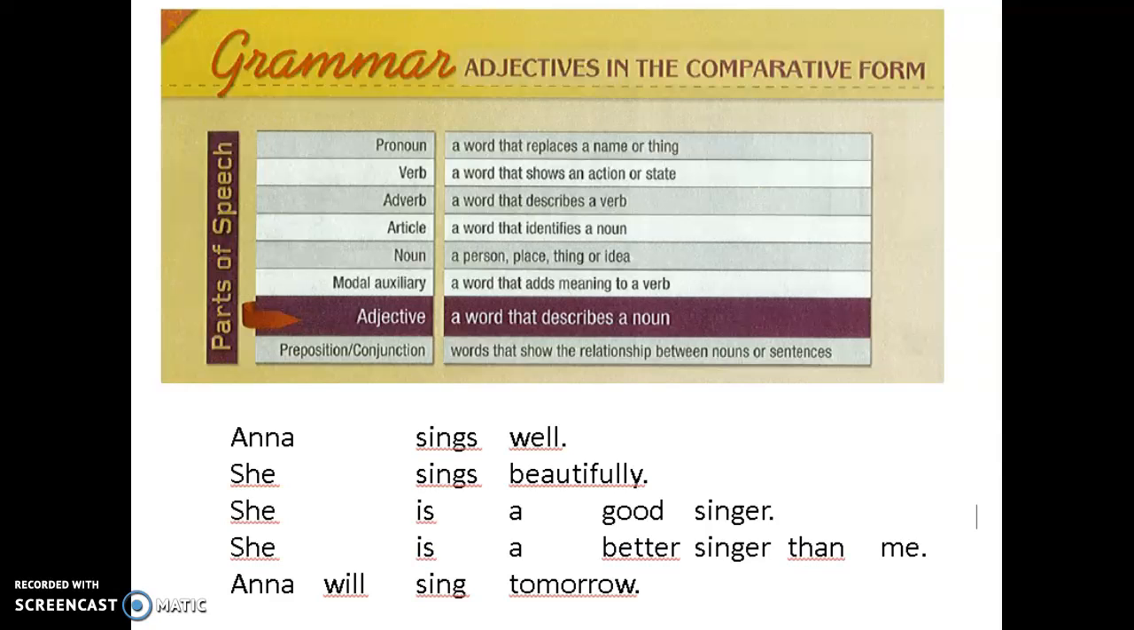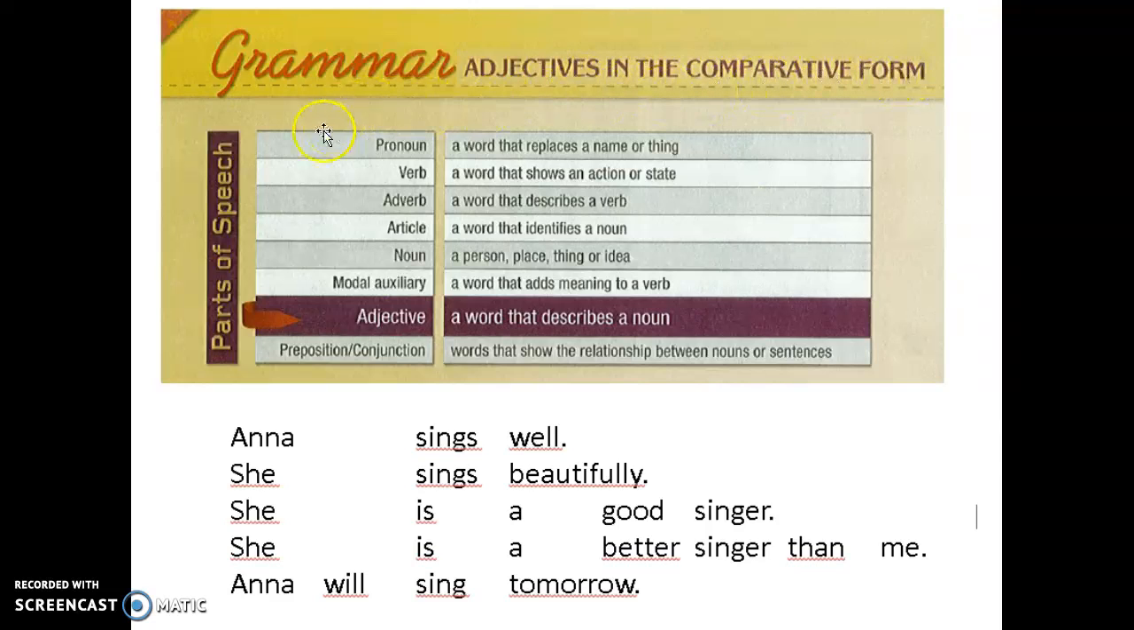Dare to compare. Chapter 1, page 4, top of the page, the grammar section. In this grammar section, we'll look at adjectives in the comparative form.